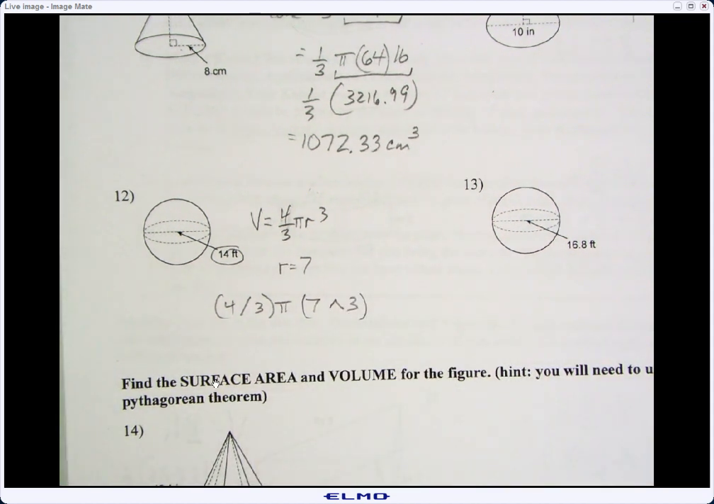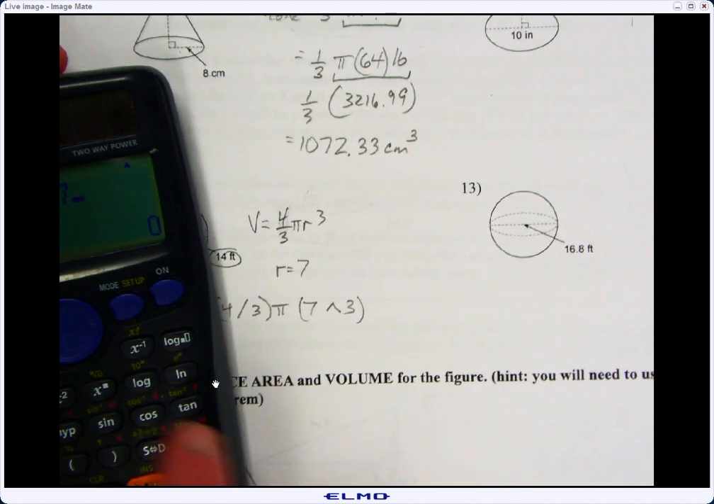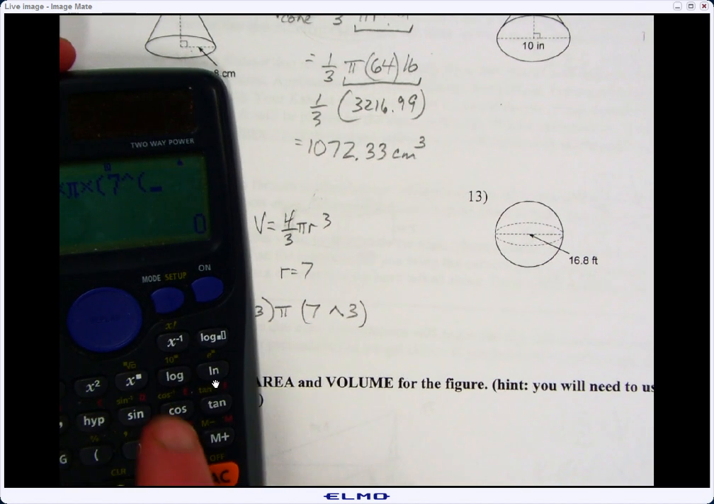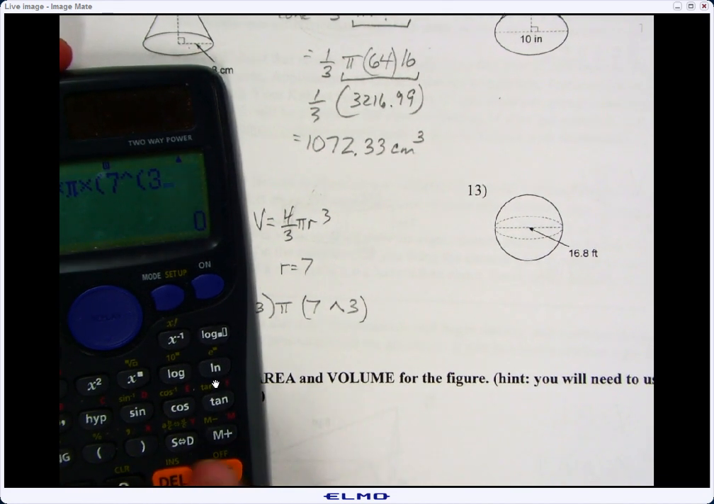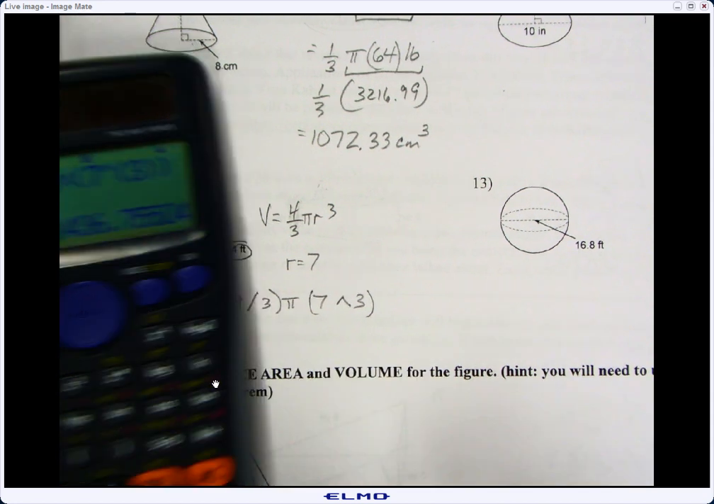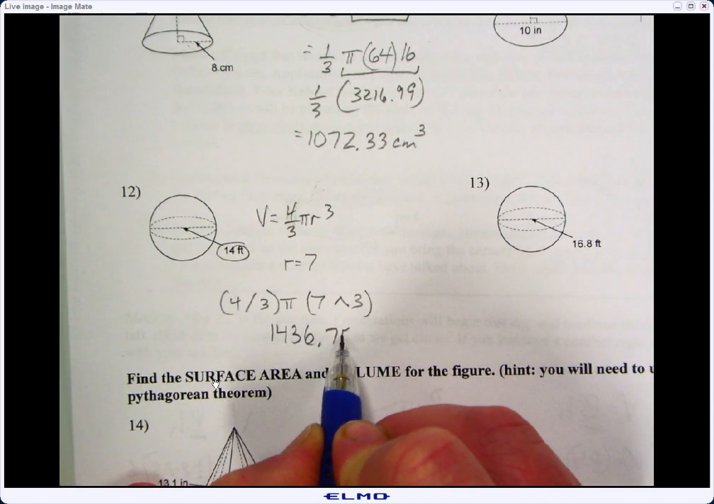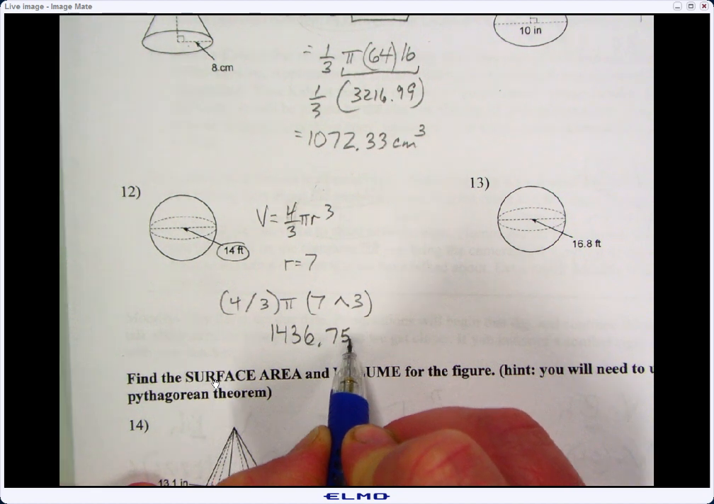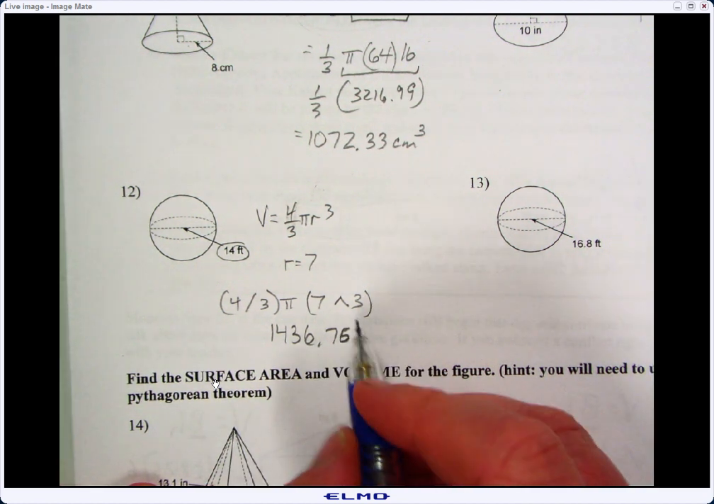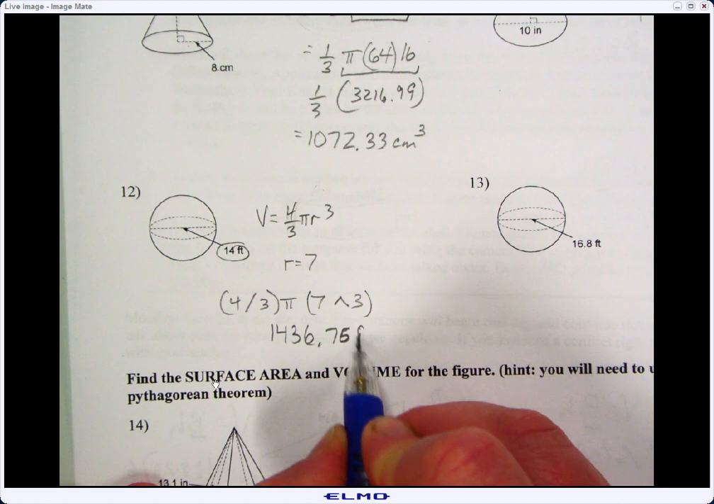So 4 divided by 3 times pi times 7 caret, or like in my calculator, there's a little exponent button, 7 to the third, but it makes a caret. 1,436.76, if I'm rounding, feet cubed.